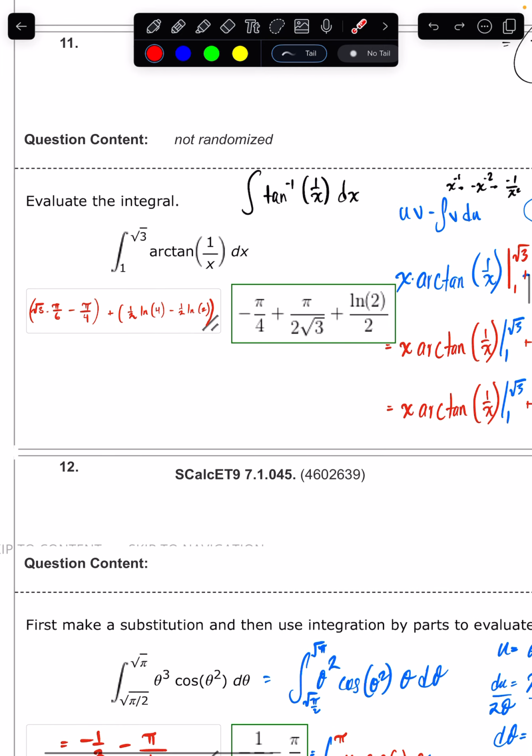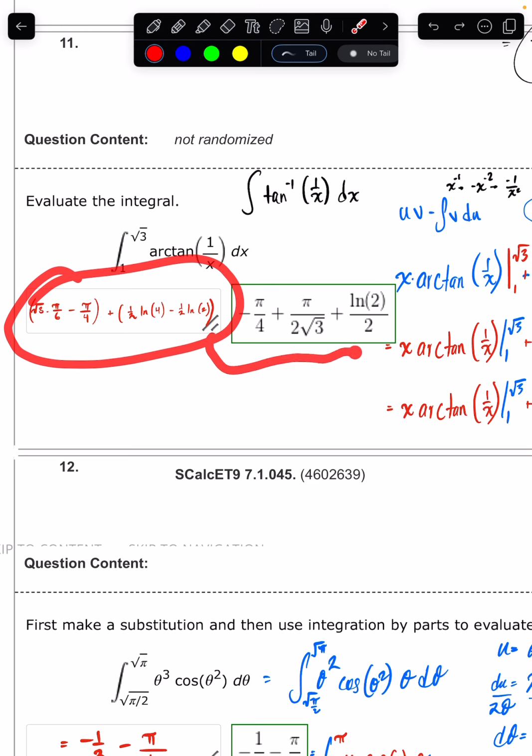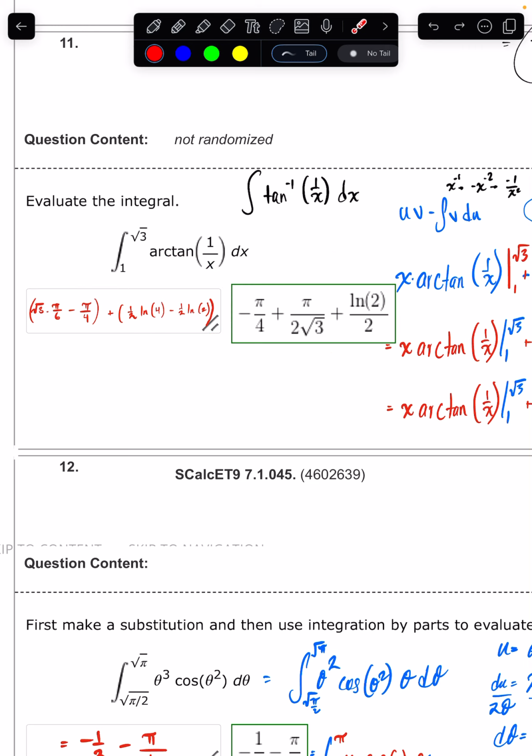Yeah, I think if you simplify this even further, you should get this same answer over here. But yeah, that's what I got. I'm not trying to do all that work. It's crazy.